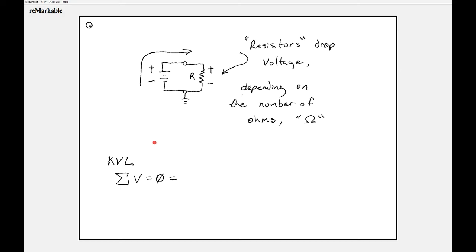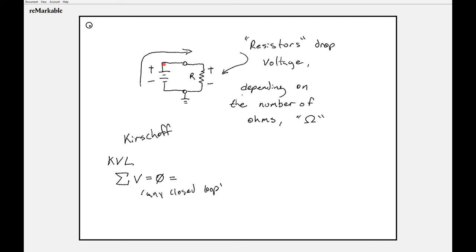But we can codify this statement, that the voltage drops as much as it rises, in what's called Kirchhoff's voltage law. I'll spell that. And Kirchhoff's voltage law says that the sum of voltages through any closed loop is zero.